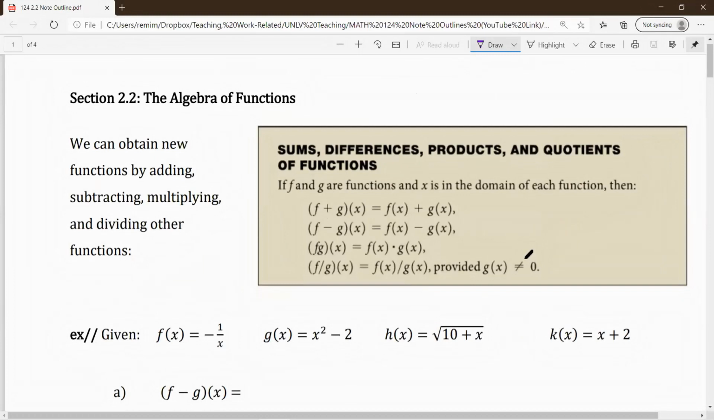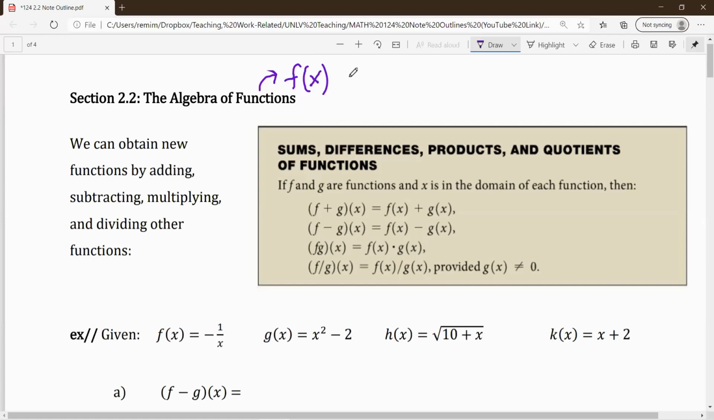Hi everyone, this video is going to cover the Math 124 note outline for section 2.2, which is the algebra of functions. So we've been talking about functions, and the notation that we've learned about looks like f of x or g of x or h of x and that type of thing. And in this section, instead of just dealing with one function at a time, we're going to have two functions and we're going to combine those two functions in different ways.